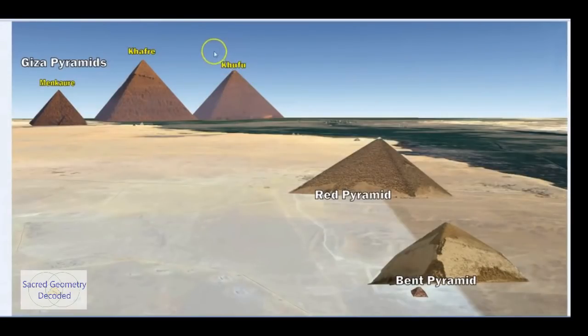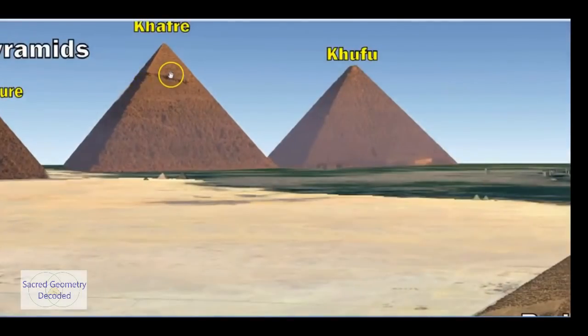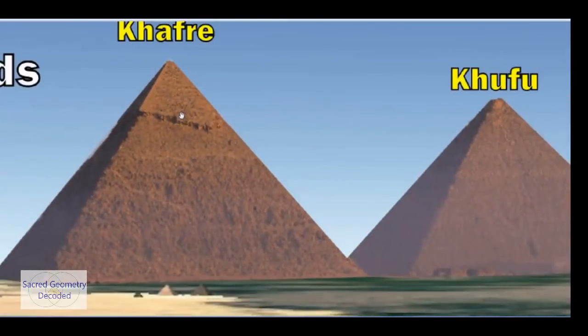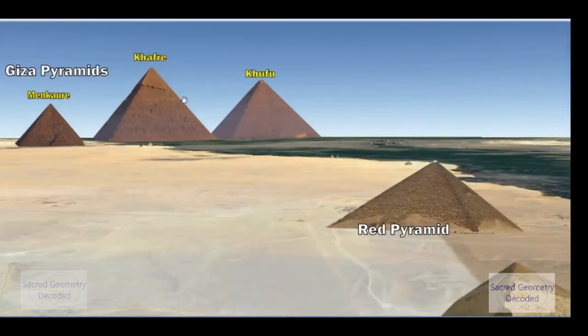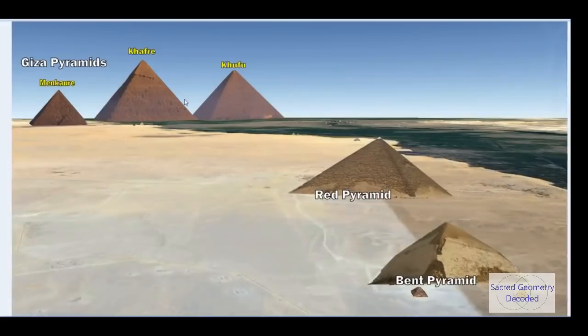Khufu is the Great Pyramid, as it is called. Very often Khafre's pyramid, because it appears to be larger, and because the casing stones are still intact on the top, often gets confused with the Great Pyramid. No, Khufu's pyramid, or Cheops as it's called, is the Great Pyramid. Now I'm using these names because if you look it up, that's what they're called.